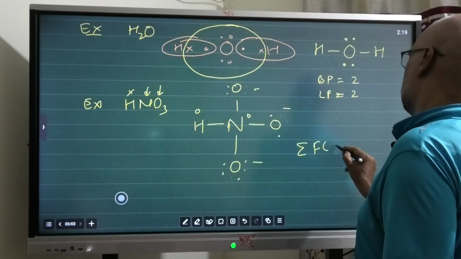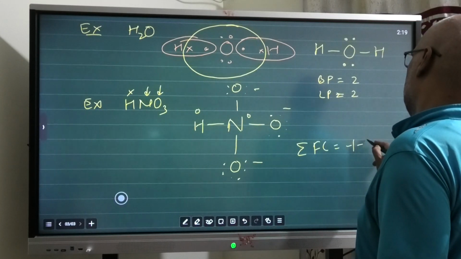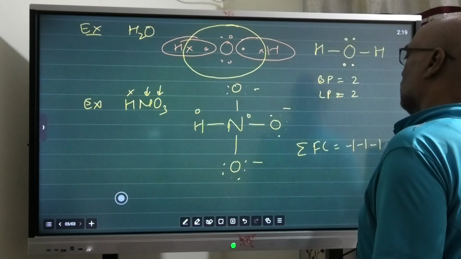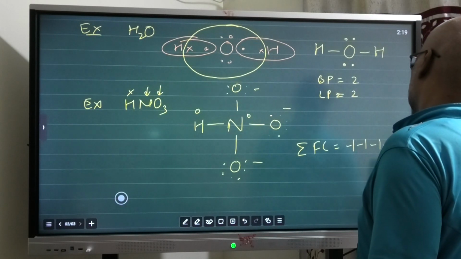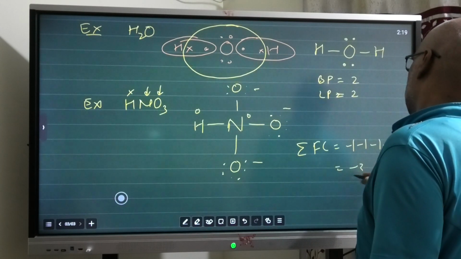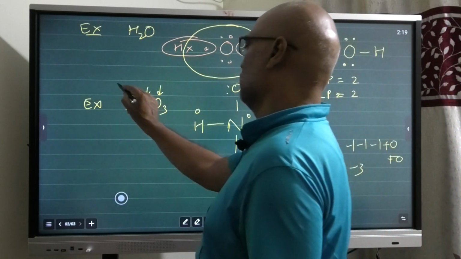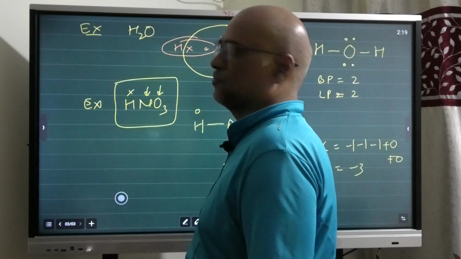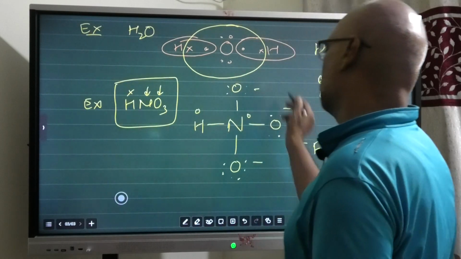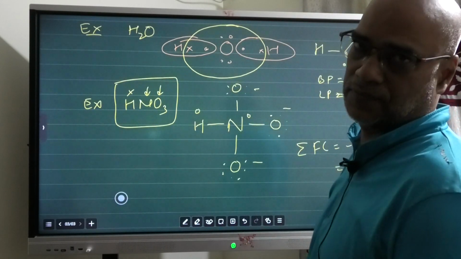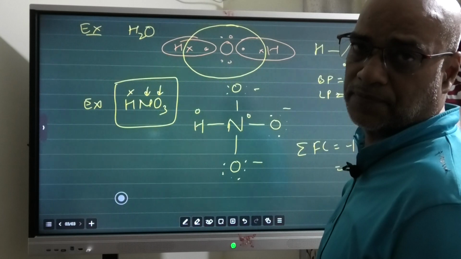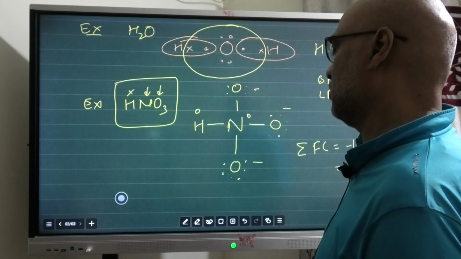Summation formal charge is equal to minus 1, minus 1, minus 1, plus 0, plus 0, so that is equal to minus 3. It is nonsense, because on this molecule there is no formal charge. Got it? So such type of arrangement is wrong. Is it clear to everybody? We cannot do such type of arrangement.